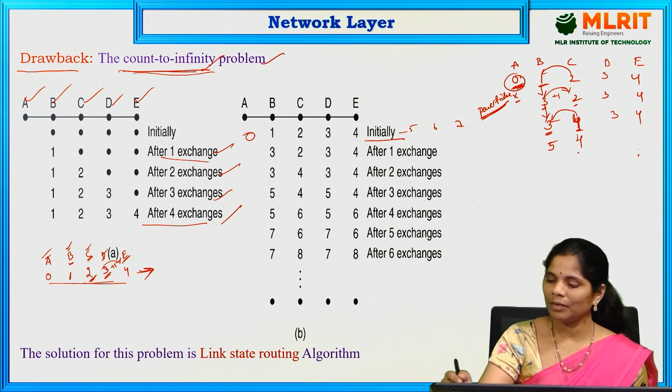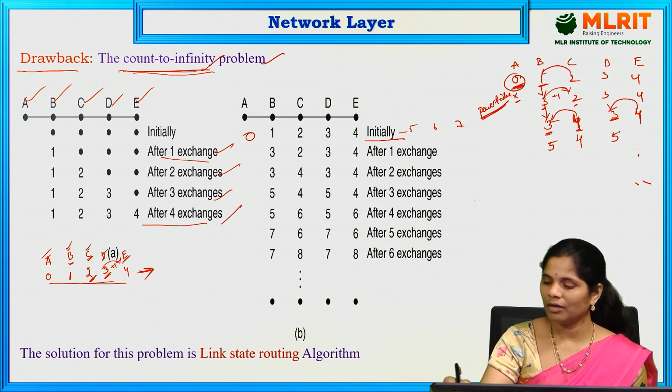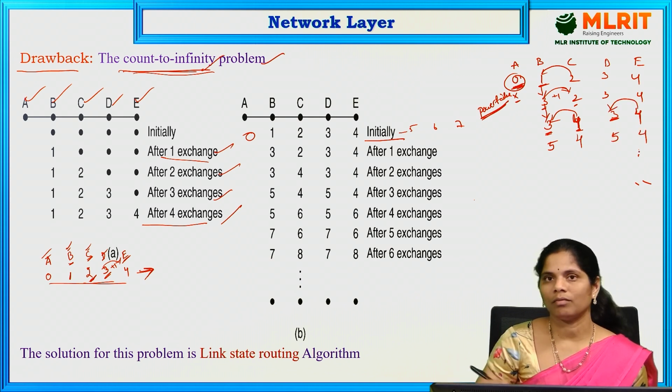In the same case, what will D think? My nearest neighbor is E, so I am taking from E. At that time, what will it think? It will be 5, and this is 4.